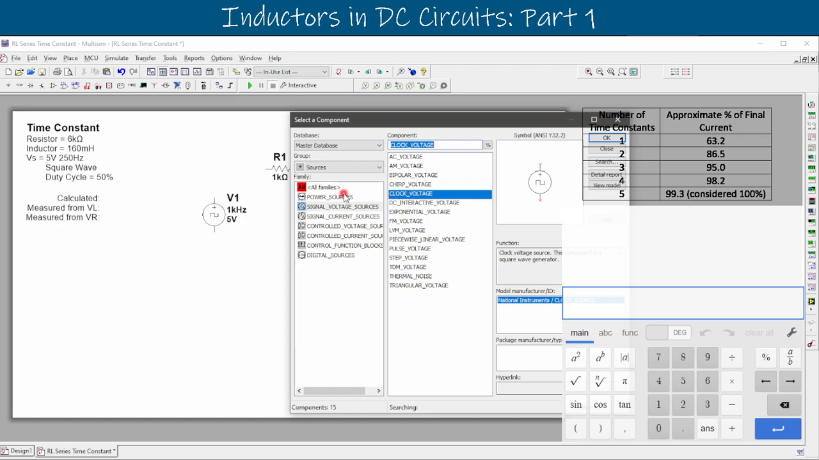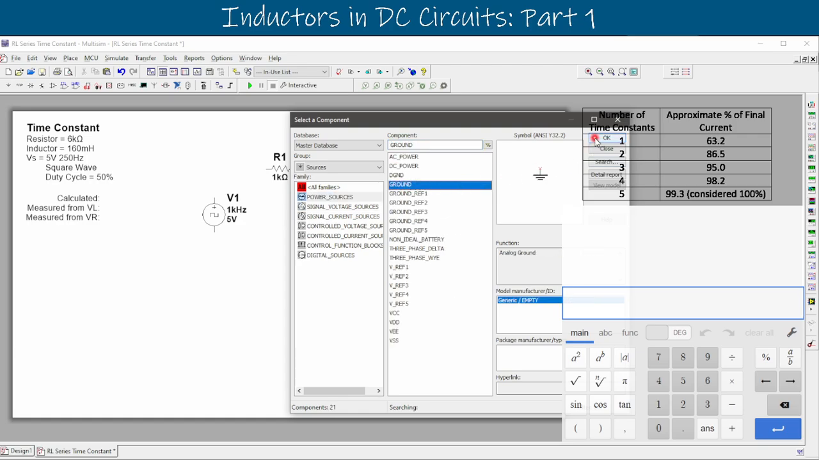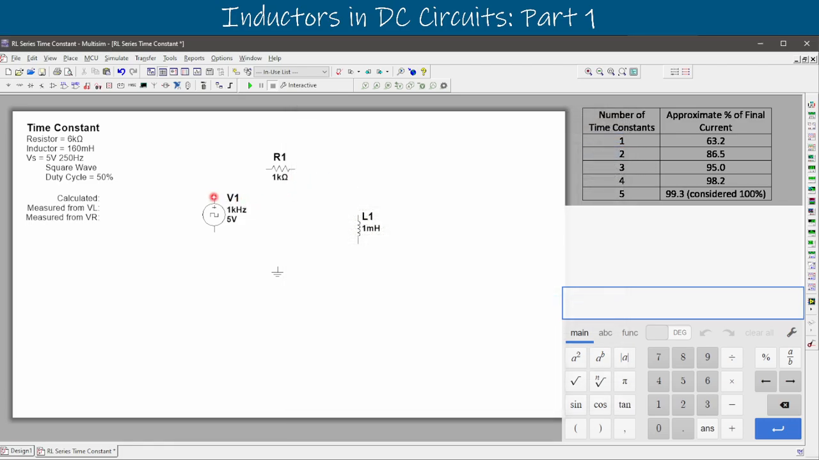So now we just need a ground. So we'll go to power sources and grab out our ground and place that ground in our circuit. And then we're ready to connect the circuit. We know this is going to be a series connection, so we'll go from our voltage to our resistor to our inductor, and our inductor back to our voltage supply. And after that, just connect our ground to that bottom wire, our negative side of that voltage.